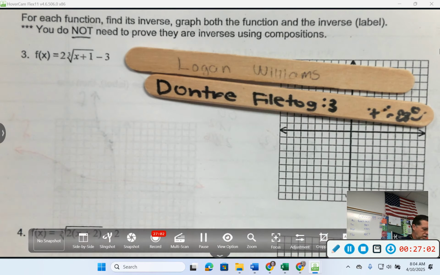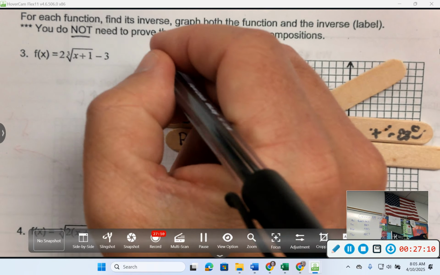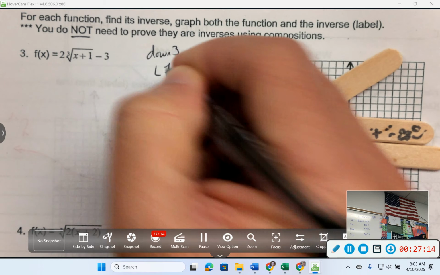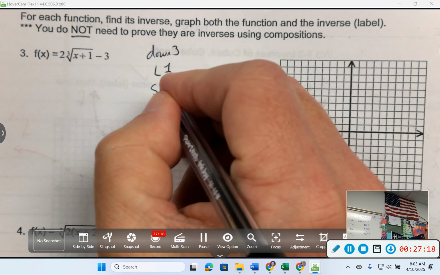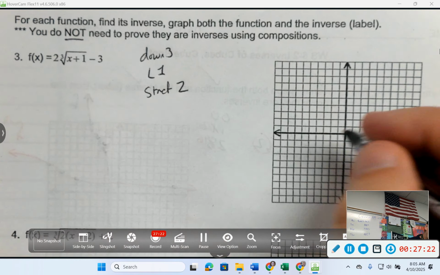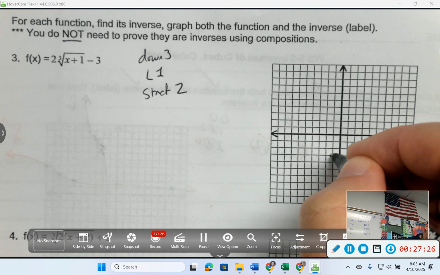Logan, Dontre, and Reese, in order. Logan, what's one of the transformations that's happened? Down 3. Dontre, what else? Left 1. And Reese? Stretch by 2. Okay. Down 3. Left 1.